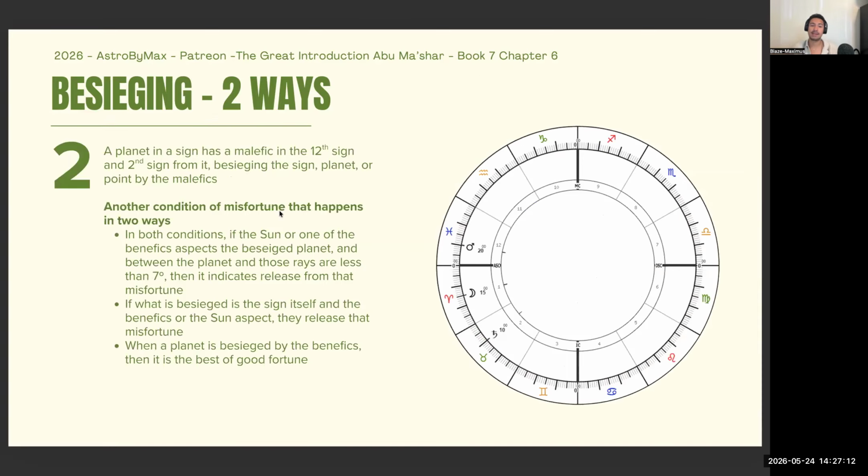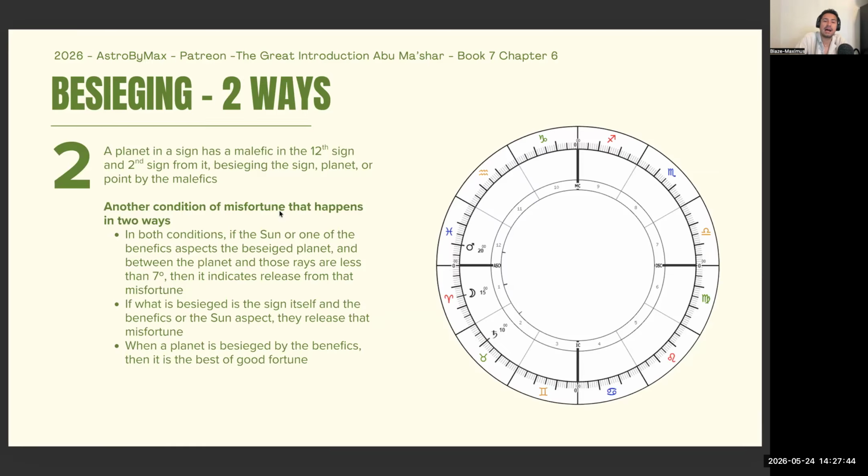But there's also a second way this happens. It's when a planet is in a sign, and it has a malefic in the 12th sign from it, and in the second sign from it, besieging the sign, planet, or point by the malefics. So you can see that the moon is technically besieged here. Mars is in the previous sign from it, and Saturn is in the next sign from it. And if this was the ascendant, it would also be besieged here too.